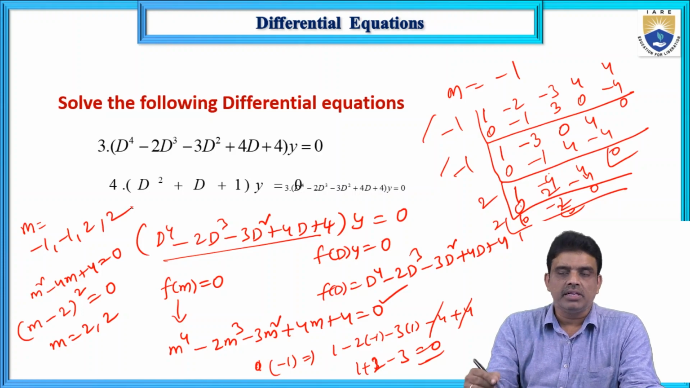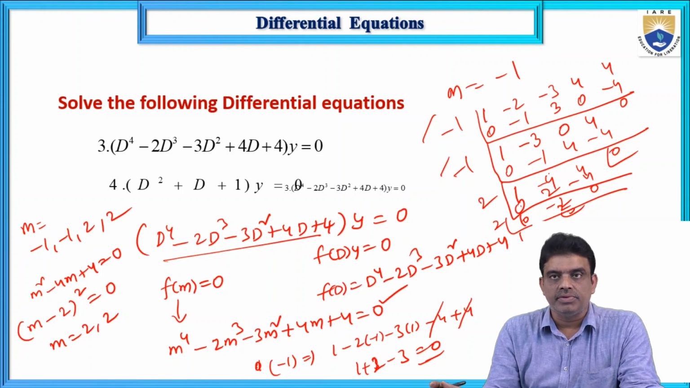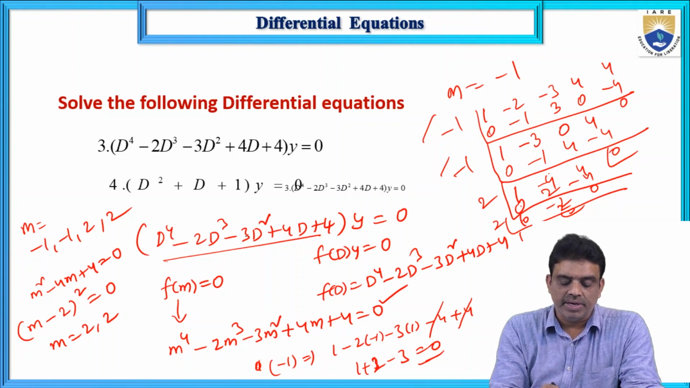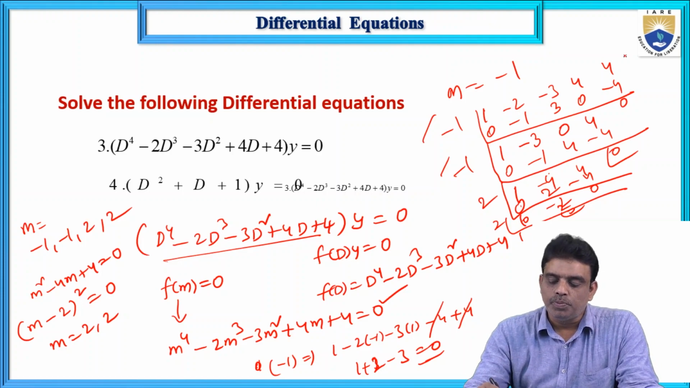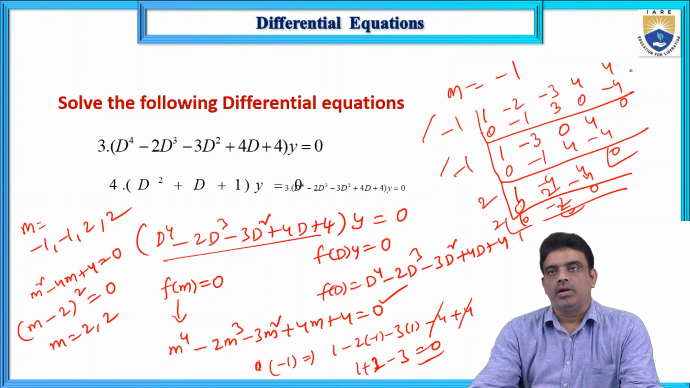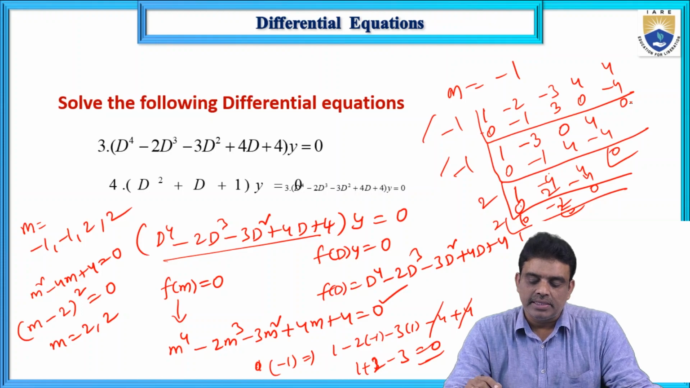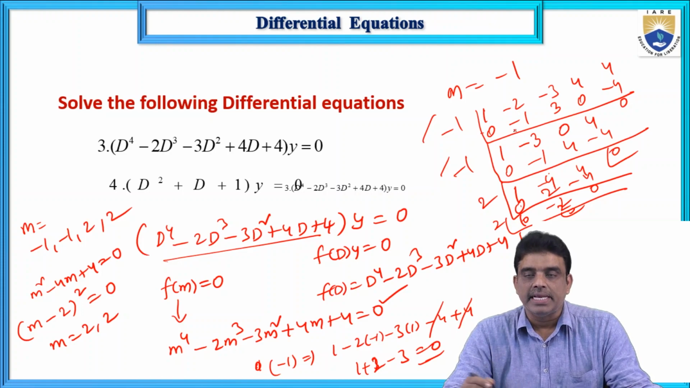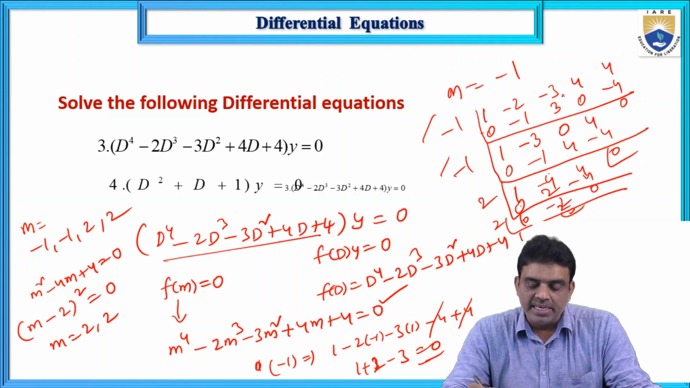I hope you know this method very well, it is synthetic division. First write the coefficients, I will just explain. D power 4 coefficient 1, D cube coefficient minus 2, D square coefficient minus 3, then plus 4, plus 4. Initially put 0 here and check whether the value is satisfying or not. For minus 1 it is satisfying, which means minus 1 is a root of the equation. Again minus 1 is satisfying, so minus 1 is the other root also. Again 2 satisfies the equation, so 2 is also a root of the equation. Again 2 is a root.